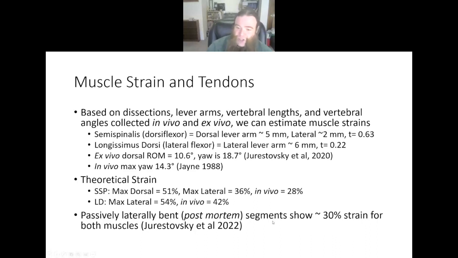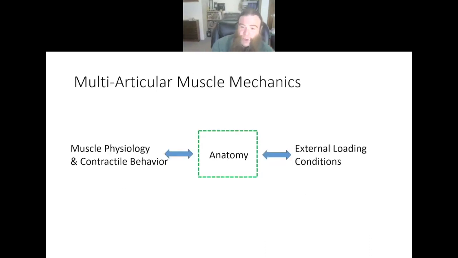And we do have some strain of about 30% for these muscles, from the paper by Jurestovsky et al. That was just published this year, but crucially, that strain data is from post-mortem bending. The animals were euthanized, bent maximally laterally, and then fixed. And so that does not necessarily represent what's going on in vivo. But we're getting something that's reasonably plausible.